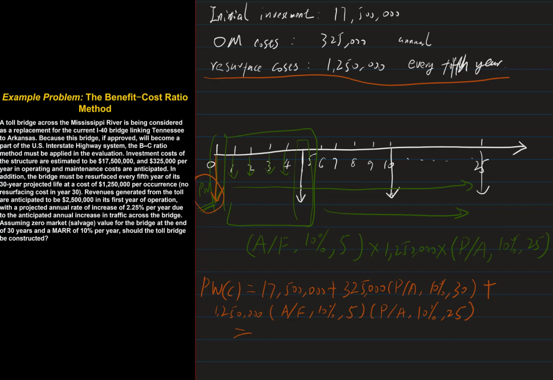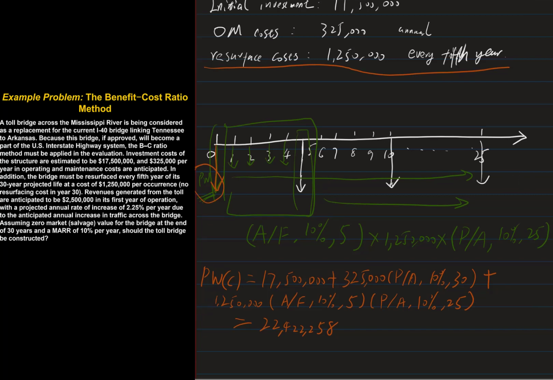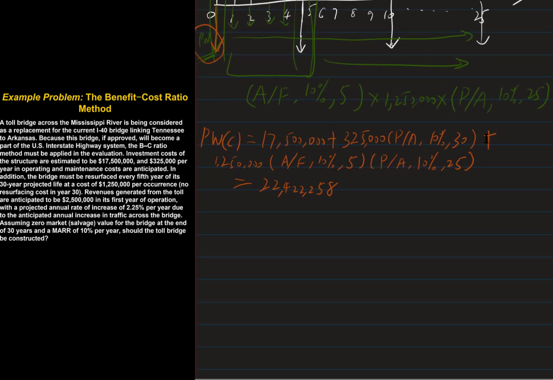Now, the whole piece will get us the value of present worth is 2,242,258. Okay, now we have all the ingredients ready. We just continue to calculate the benefit cost ratio, which is B divided by C. That's just present worth B divided by present worth C. We'll just plug in the numbers.